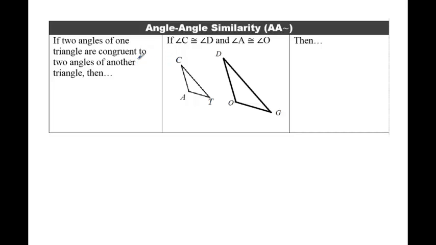Let's formalize that. Here we have our angle-angle similarity, and you notice you're going to abbreviate that AA with the similarity sign. If two angles of one triangle are congruent to two angles of another triangle, then the triangles are similar. Oh my gosh, hope your handwriting's better than mine. Triangles are similar.